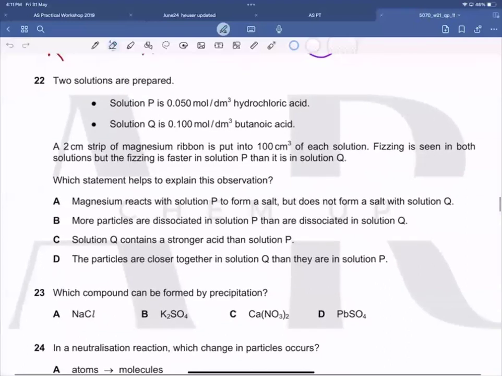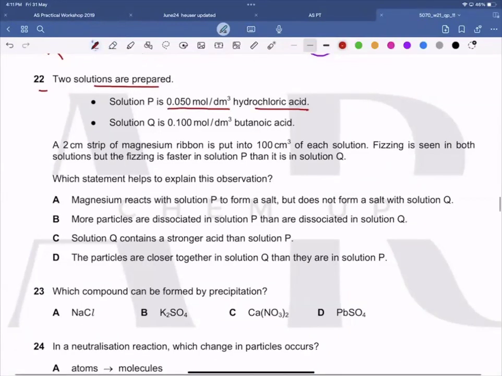So we have to start from question number 22. The two solutions are prepared. Solution P is 0.5 mole per dm cube hydrochloric acid and solution Q is 0.1 mole per dm cube butanoic acid. If you see, both are acids, right?